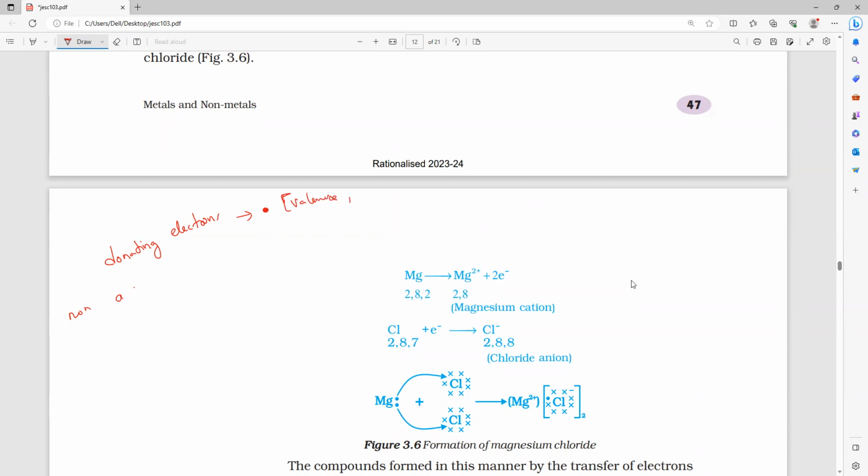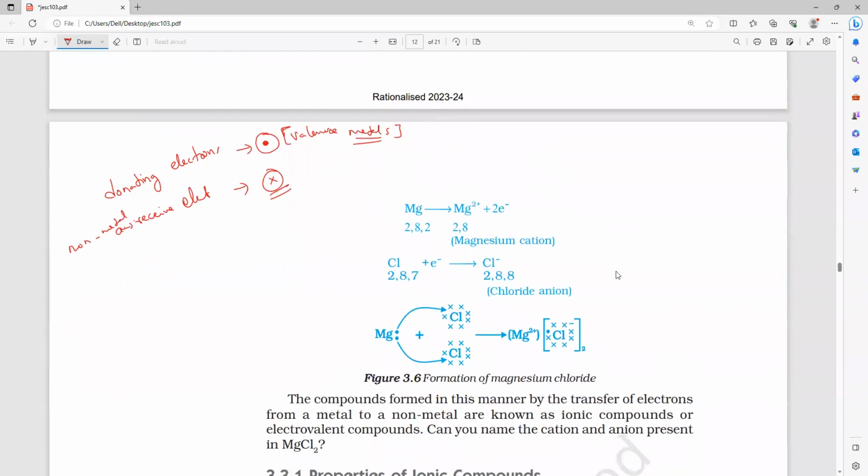Valence electrons, for metals or non-metals? For metals. Valence electrons of metals are represented with what? A dot. Non-metals, which will receive the electrons, represent their valence electrons with a cross. We used to call it a cross. Please fix this in your mind, so there is no confusion.